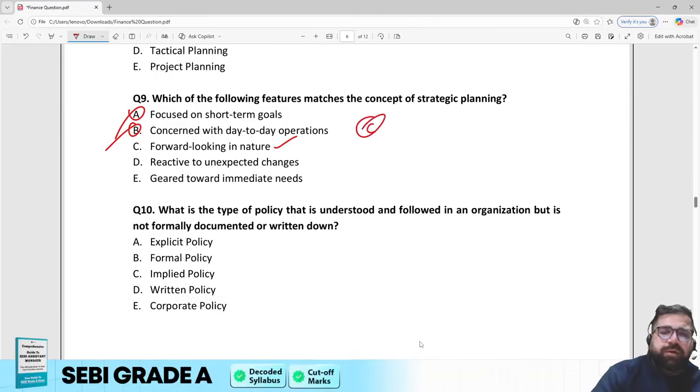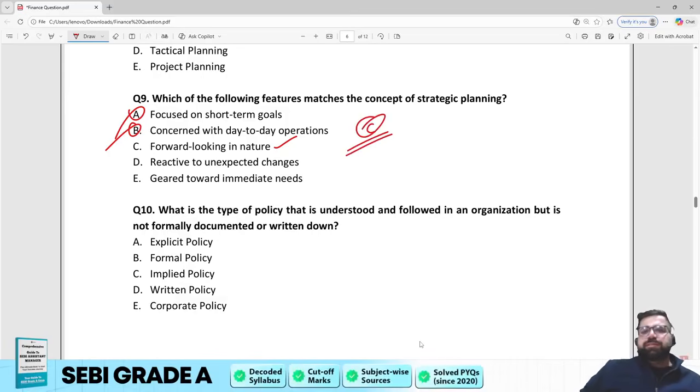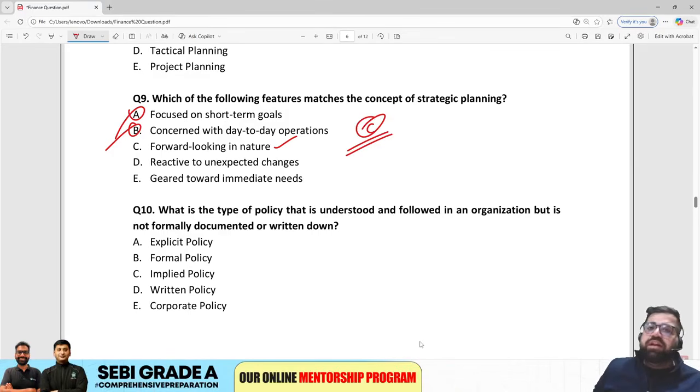The correct answer will be option number C, because strategic planning is done for long-term basis. It is forward-looking in nature, like where we have to take our company in the next coming 5 years or so, right?